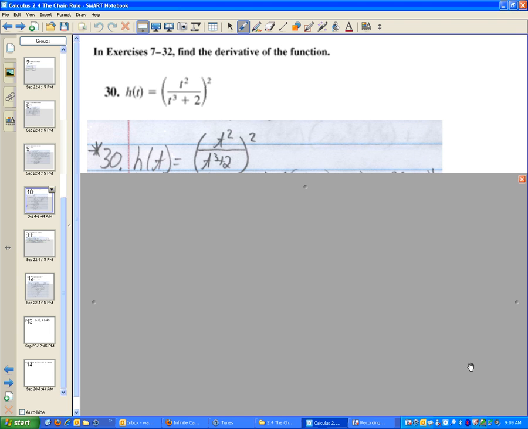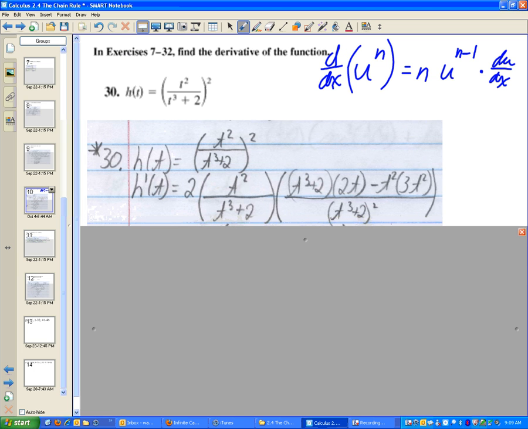Okay? We've got u to the n, so the general power rule says that the derivative with respect to x of u to the n is n times u to the n minus 1 times, and what always comes at the tail end of the chain rule, times the derivative of u. All right, so that's the way we're going to approach this.